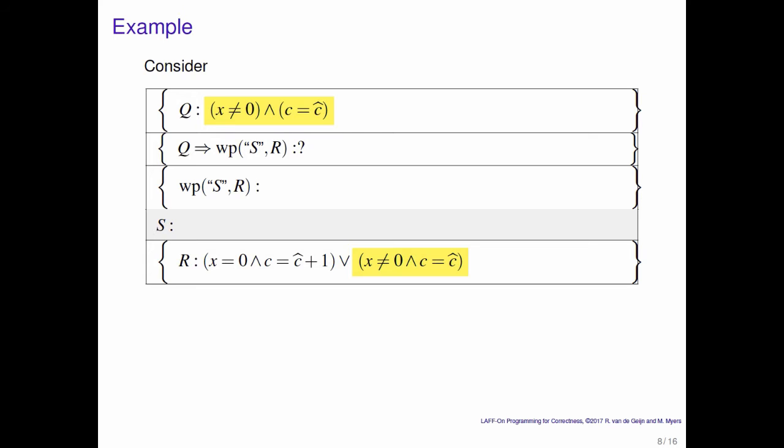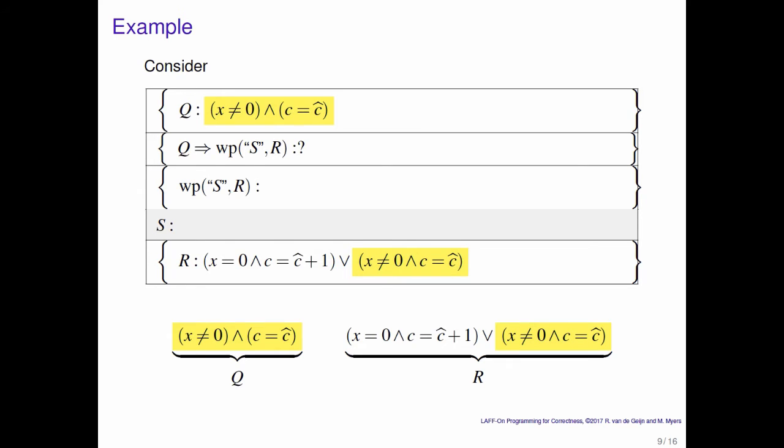What is the thought process that really should be going on in your head and or on paper? So what do we notice? Well, we notice that we have a precondition. And we notice that we have a postcondition. And by now you are very familiar with weakening and strengthening, and hopefully you immediately recognize that the precondition Q implies the postcondition R by one of the weakening and strengthening laws.